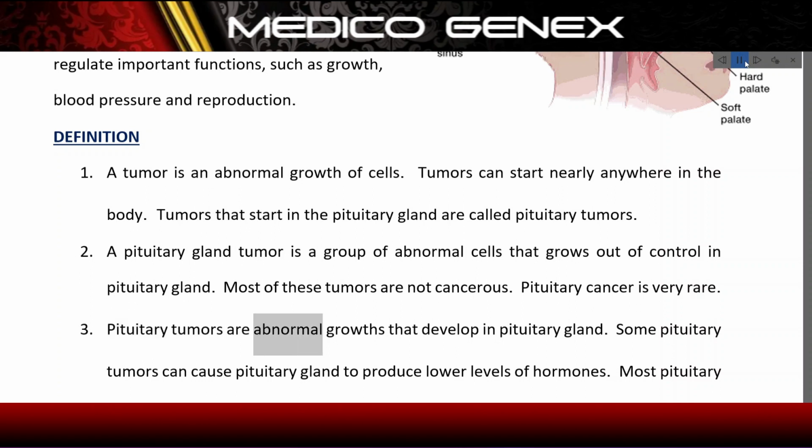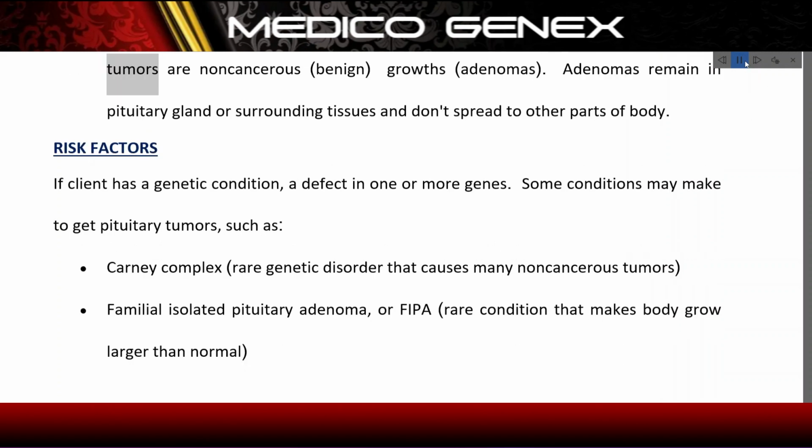Pituitary tumors are abnormal growths that develop in the pituitary gland. Some pituitary tumors can cause the pituitary gland to produce lower levels of hormones. Most pituitary tumors are noncancerous, benign growths, adenomas. Adenomas remain in the pituitary gland or surrounding tissues and don't spread to other parts of the body.